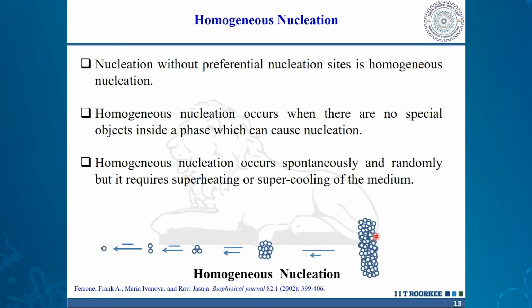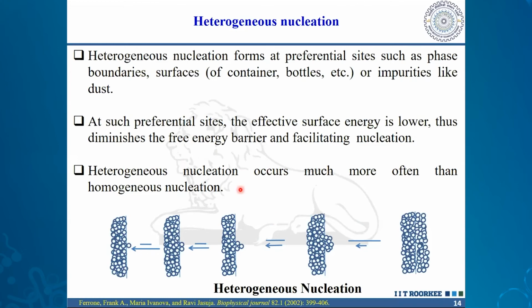Whereas heterogeneous nucleation needs a preferential site, either a phase boundary, a surface, or some kind of impurity or dust particle. Since it needs a preferential site, the effective surface energy required for the nucleation will be much lower. That decreases the free energy required for nucleation and facilitates nucleation in a much better way than homogeneous nucleation. So that's why heterogeneous nucleation is much more common, or I will say much more popular, than homogeneous nucleation.